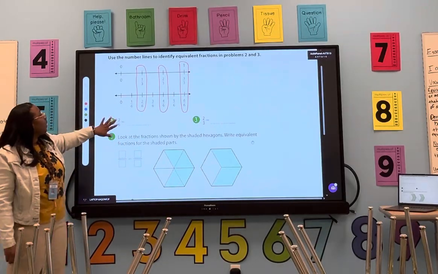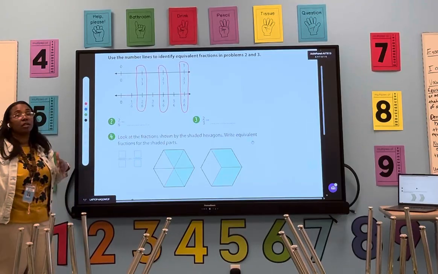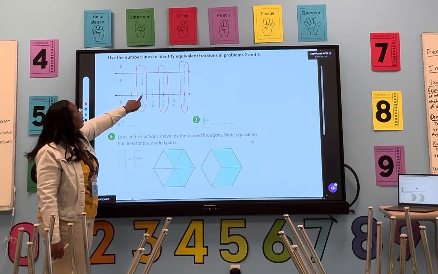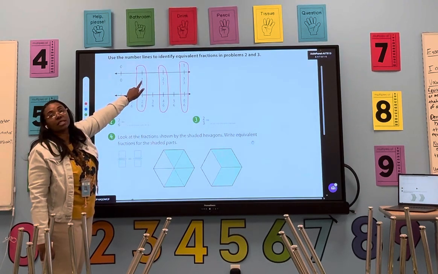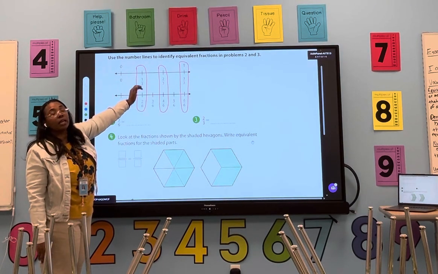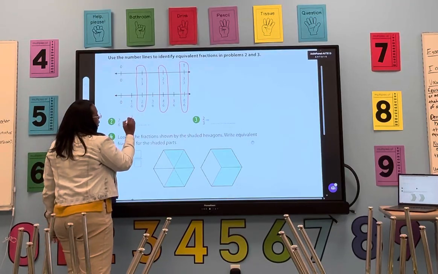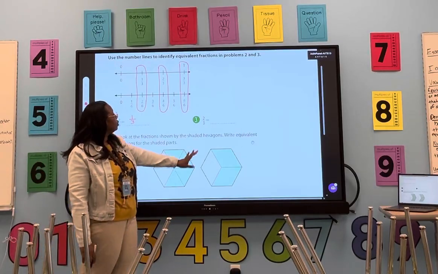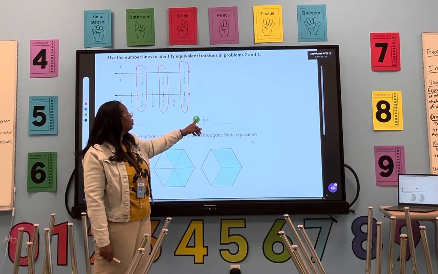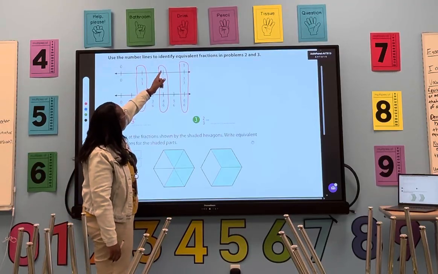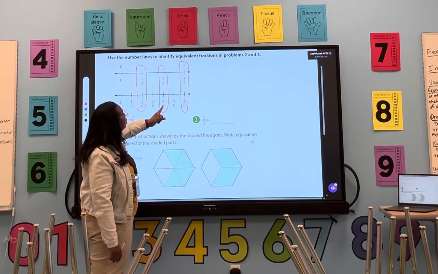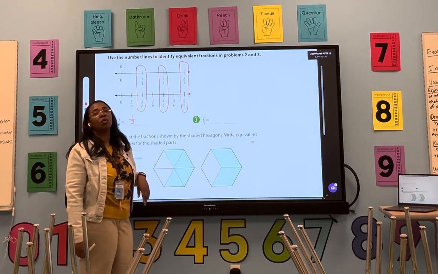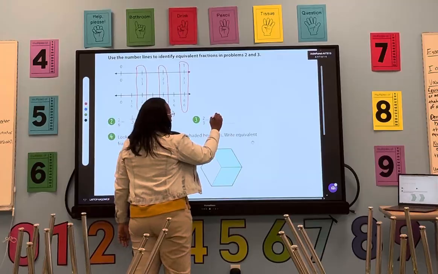Now, all we have to do now is look to see which fractions they're asking us about. So if I look at 2/6, well, 2/6 is here. When I look directly above 2/6, the fraction that shares the same point on the number line is actually 1/3. So 2/6 is equivalent to 1/3. Now, let's go to number 3. Number 3, they gave me 2/3. So when I go to 2/3 on my number line, I go directly underneath, and the fraction that shares that same point is 4/6. So 2/3 is equivalent to 4/6.